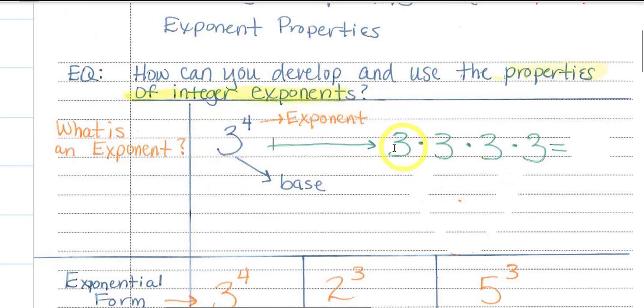To solve this, you're going to just do the multiplications. I start with the first two. We have 3 times 3, and that's going to equal 9. And the second group is 3 times 3. That's going to equal 9. Now multiply 9 times 9, and that should give us 81. So the answer to 3 to the 4th power is 81.